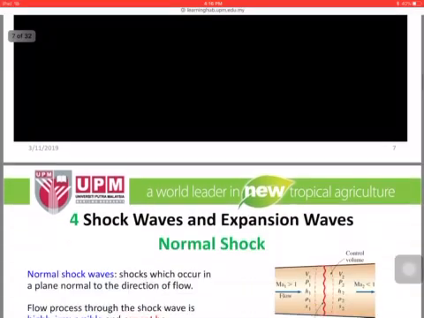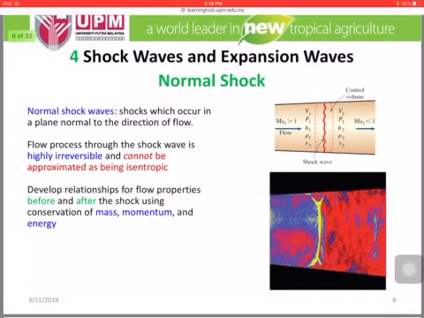So we don't want shock wave to happen, and actually it's a phenomenon that we want to avoid, but because of some circumstances, we need to consider it because it's unavoidable. Now, first of all, we will learn about normal shock. Just like I said before, there's normal shock and the other one is oblique shock. So normal shock wave appears in a plane normal to the direction of flow.